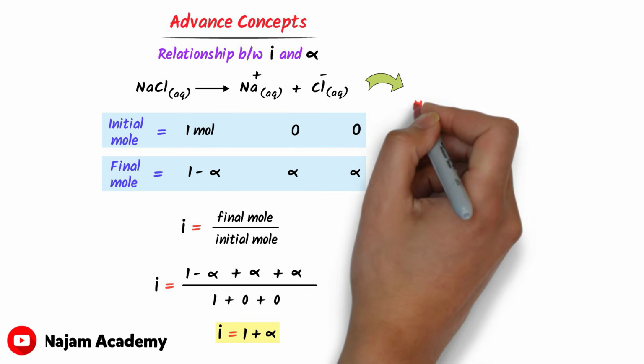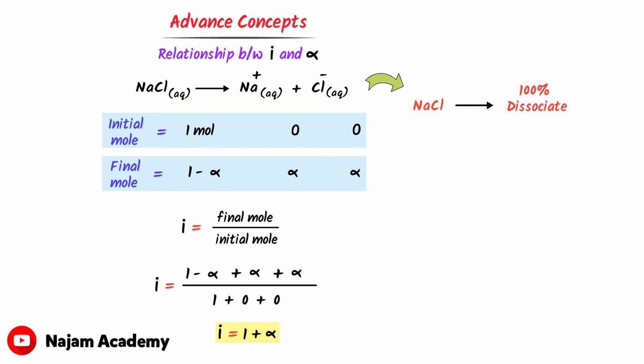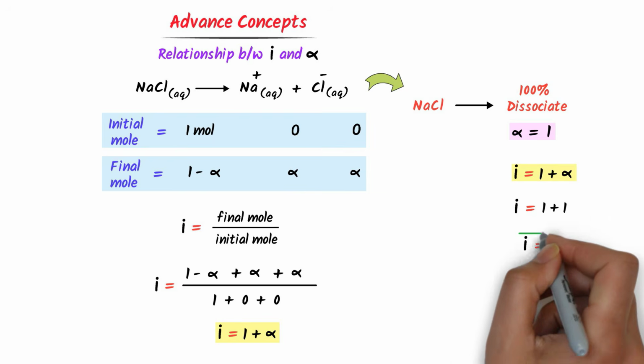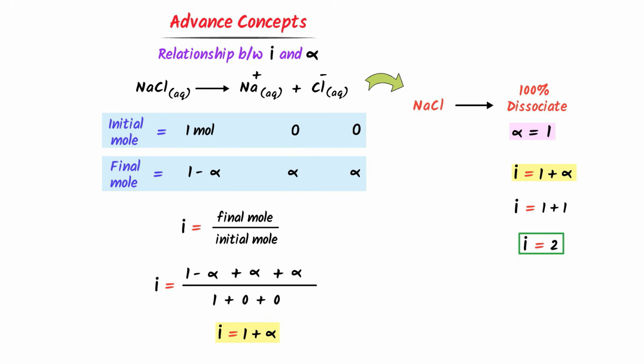For example, let this sodium chloride 100% dissociate to sodium and chlorine ions. Then the degree of dissociation alpha is equal to 1. I put the value of alpha in this equation. I get 1 plus 1 is equal to 2. Thus the Van't Hoff factor of this reaction is 2 if sodium chloride 100% dissociates into ions. Hence note down this important relationship.